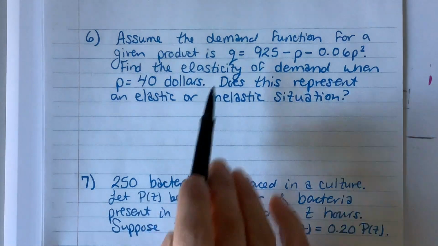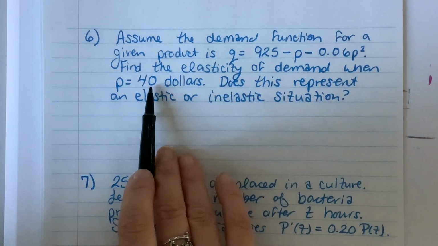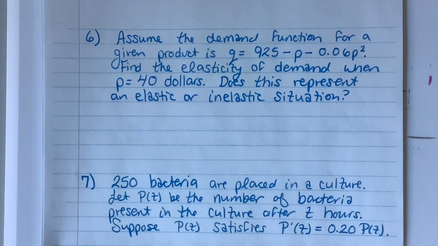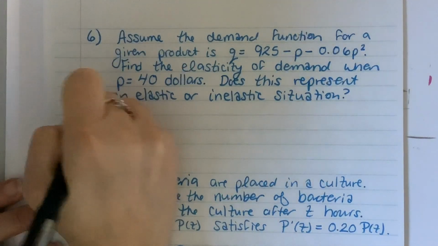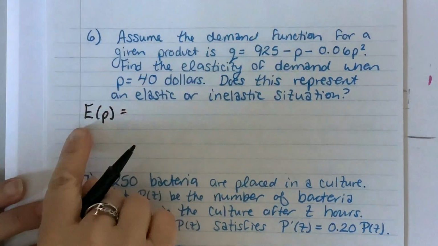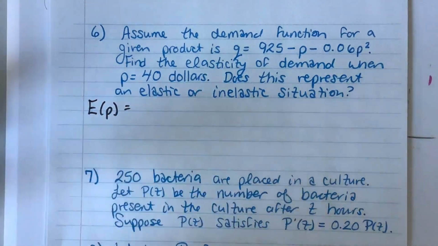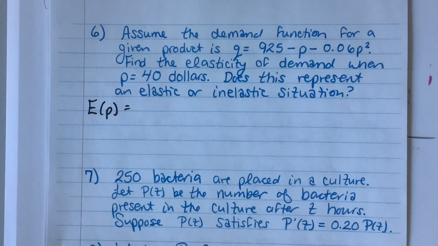Find the elasticity of demand when the price is $40. Does this represent elastic or inelastic? Again, you will have access to the formulas. It is E of P because the E stands for elasticity. P is the price, so it's is it elastic or inelastic based off of the current price.